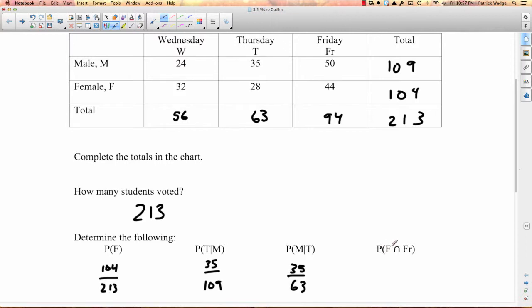What's the probability that there was a female and Friday? So which one of these squares is female and Friday? It's this one right here. This is the female and Friday square. And so we have 44 people who were female and picked Friday out of a total number of students 213.